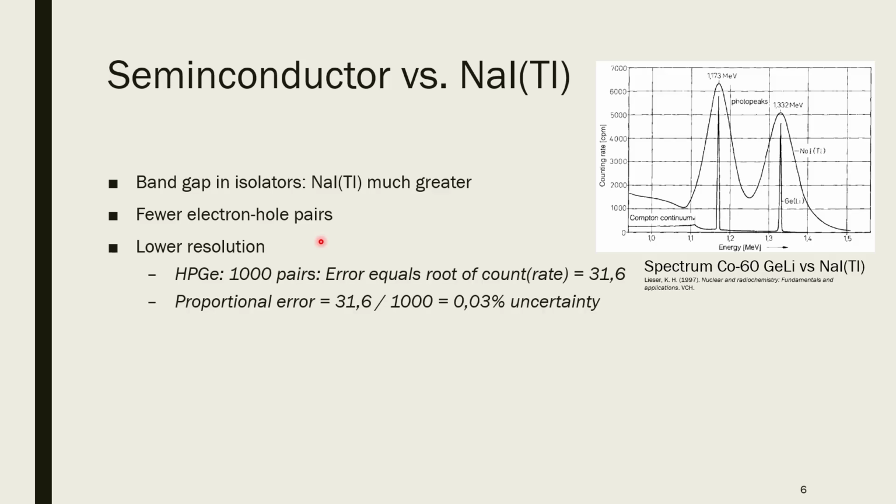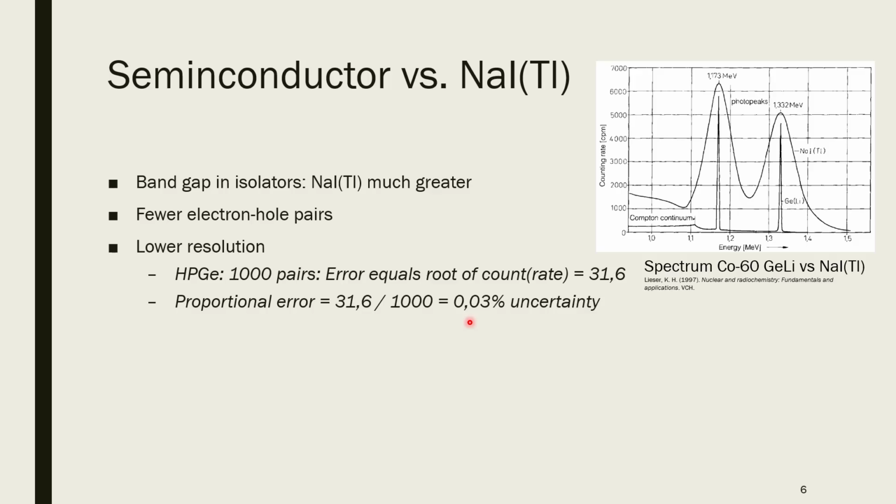For example, if you take a high-purity germanium detector, a hypothetical gamma photon will create 1000 pairs, 1000 excitons, and the error of the measurement is equal to the root of the count rate. In this case, it's just the root of 1000, which is 31.6, meaning that the proportional error is 31.6 divided by 1000, it's 0.03% uncertainty.